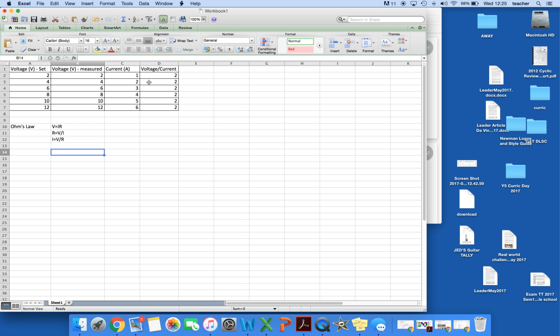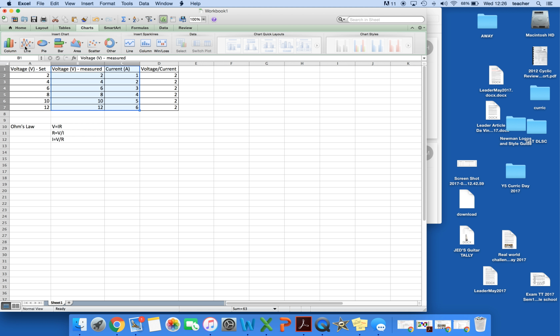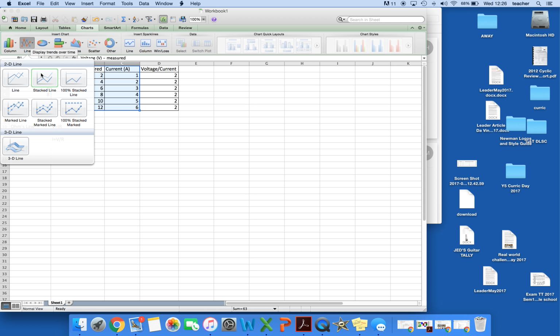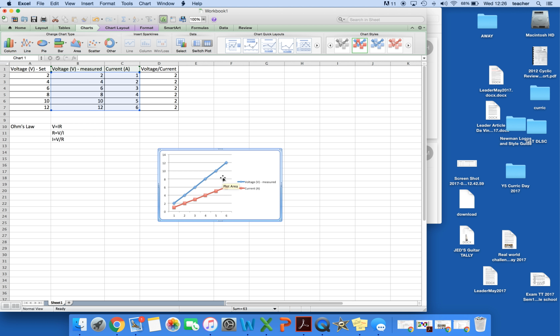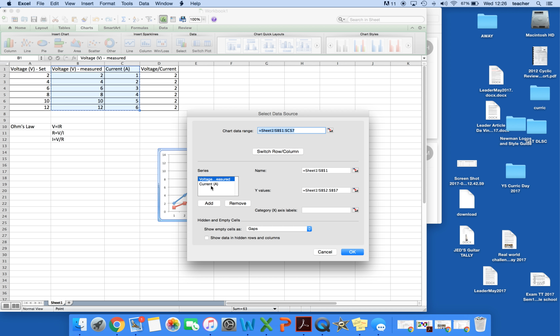Something else that I'd like you to do with this information is graph it. Using Excel, if I highlight this information here, these are the two columns that I want to graph against each other. If I go to the charts section and choose the type of chart, probably a line chart might be the best one here, maybe even this marked line chart. I do have to do a little bit of fiddling around with Excel here, and I need to select data.